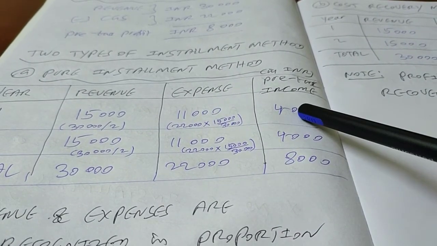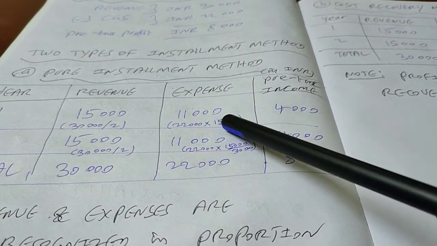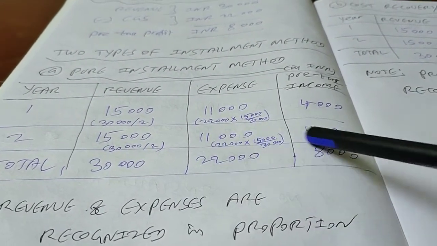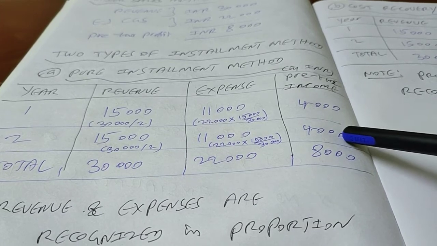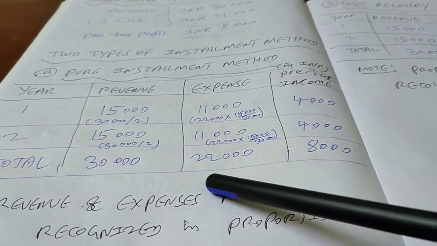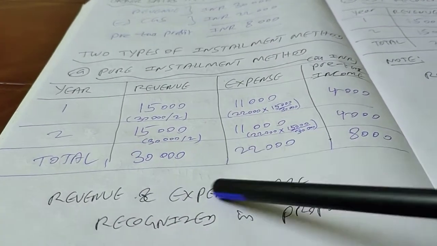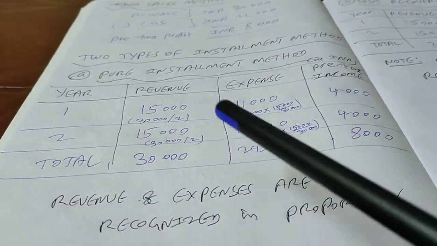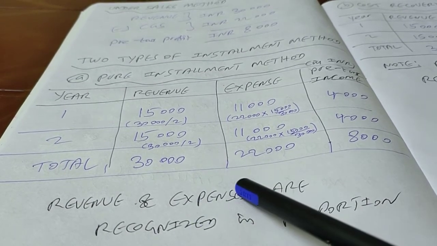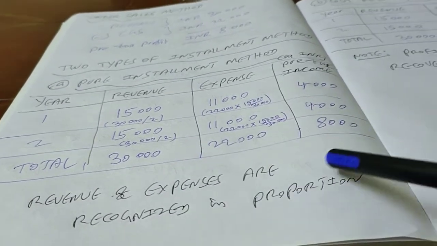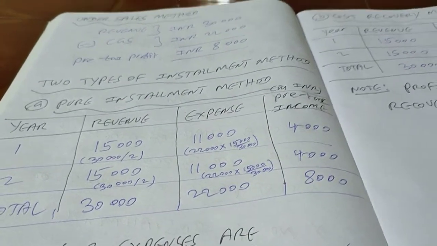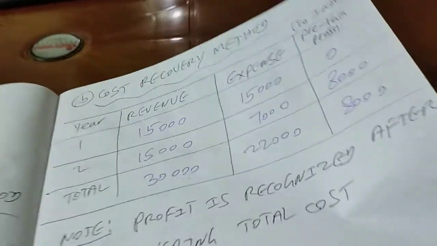So that means what is the profit for year 1? 15,000 minus 11,000, 4,000. What is the profit for year 2? 15,000 minus 11,000, 4,000 again, right? So what is the total profit? 8,000. What is the total cost? 22,000. What is the total revenue? 30,000, right? So the most important point here, guys, is that under pure installment method, revenue and expenses are recognized in proportion of the revenue, right? Correct now? Yeah. I move ahead.